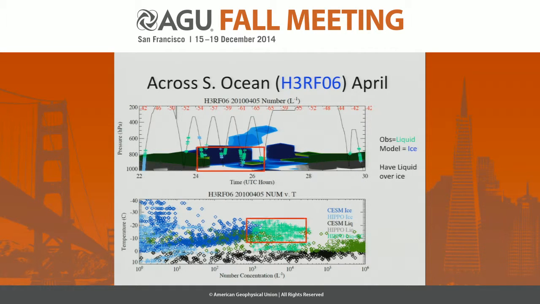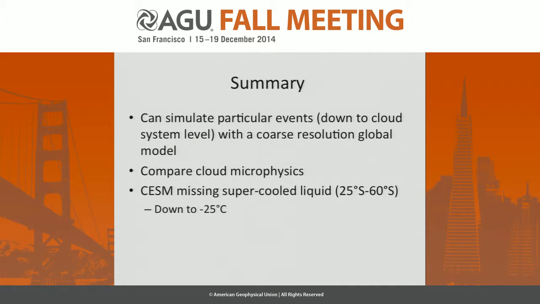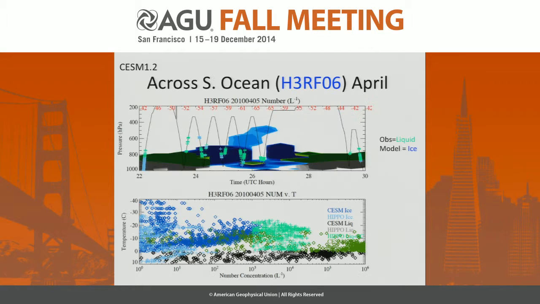And so qualitatively, you can kind of play with this. Here's a significant region where we're actually missing a lot of the supercooled liquid, where we know the climate model biases are. And we can actually compare, and we're getting supercooled liquid down to minus 25 centigrade. So here again, this region.